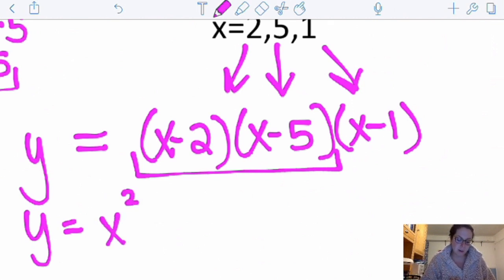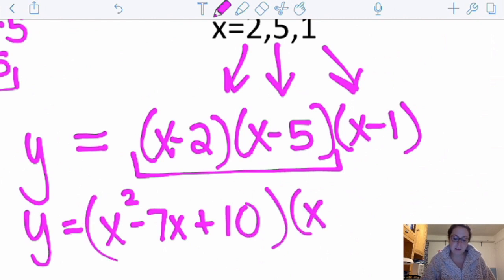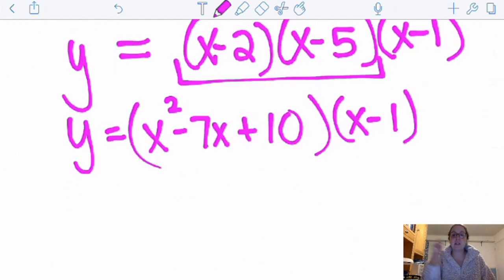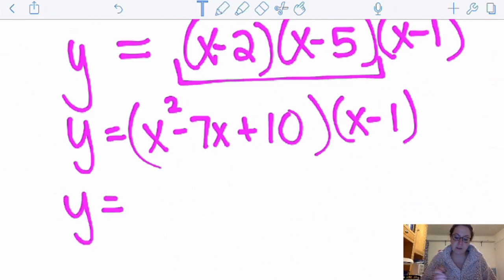But this will give you x squared minus 7x plus 10. And then I'm going to multiply by x minus 1. You can use a table. You can use just distribution. So I'm going to do distribution on this one.